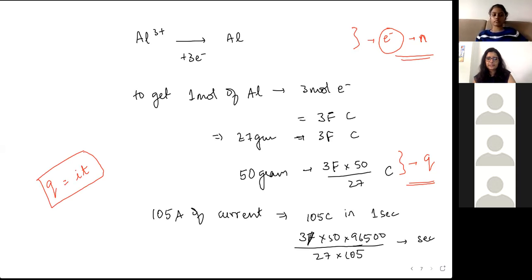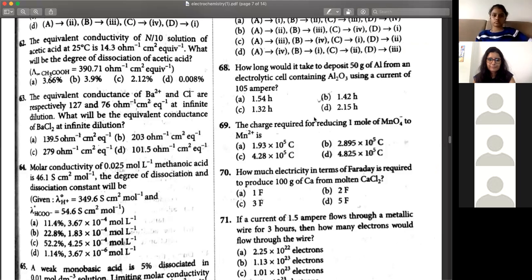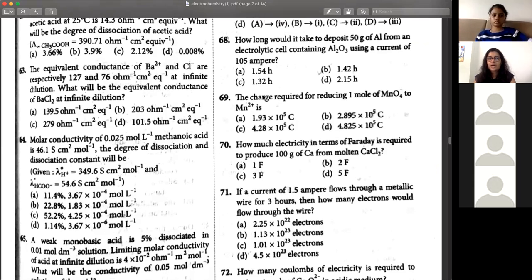Yes, ma'am, got it. Let's look at another problem, 69. In this case, they're asking for the charge directly: the charge required for reducing 1 mole of MnO4 minus to Mn2+. So this is not even going up to the current stage. You directly need to figure out how much charge. For charge, you need to figure out the N first. MnO4 to Mn2+, how many electrons are required for this reduction? You need to figure that out.